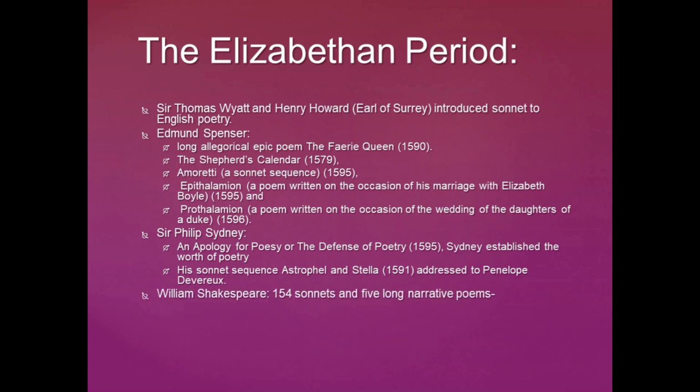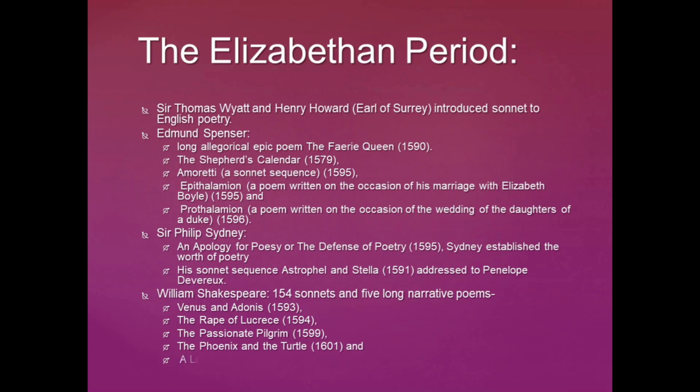William Shakespeare is a representative Elizabethan writer who wrote 154 sonnets and 5 long narrative poems, along with 37 plays. Venus and Adonis, The Rape of Lucrece, The Passionate Pilgrim, The Phoenix and the Turtle, and A Lover's Complaint are some of the poems written by William Shakespeare.